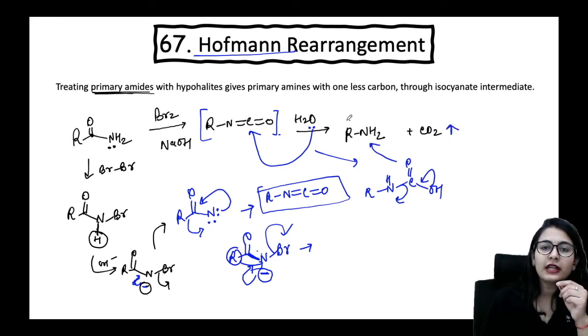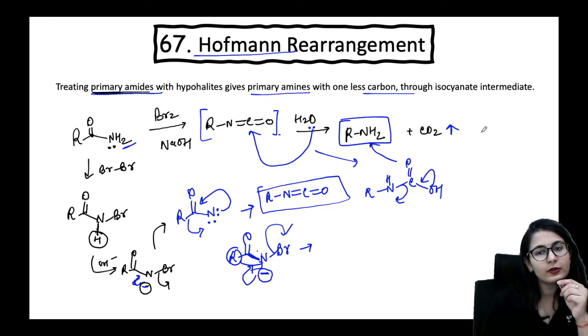Okay. So that is why it is known as a Hofmann bromamide degradation reaction, because here you're starting with the primary amide. You need both of these hydrogens in the mechanism, and it gives you primary amines with one less carbon, and CO2 is eliminated.